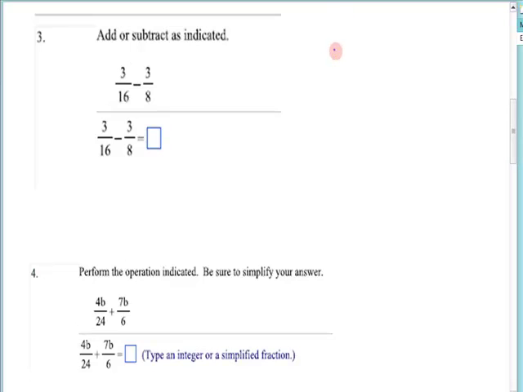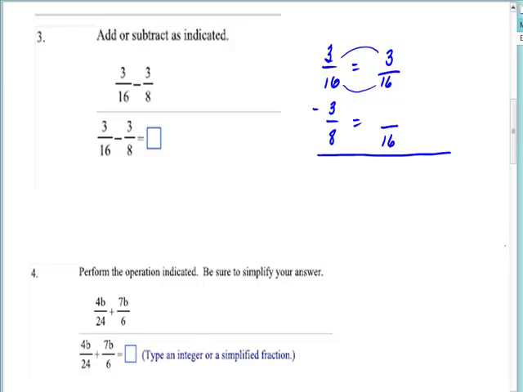All right, next one. I have 3/16 minus 3/8. The common denominator, well, if I look at the large one, will it work? Yes. 16 is the least common multiple, which means it can be used to be the least common denominator. All right, no change, so no change. That stays 3/16.